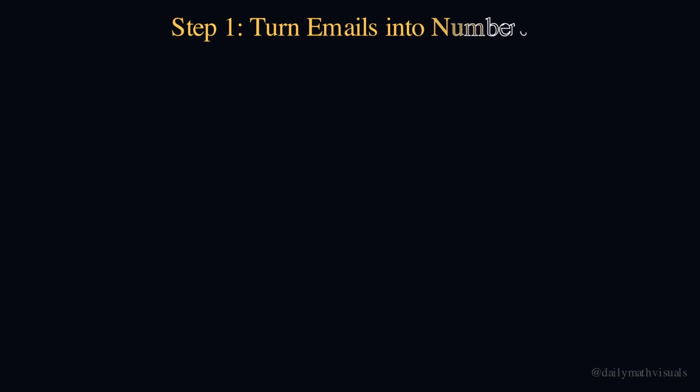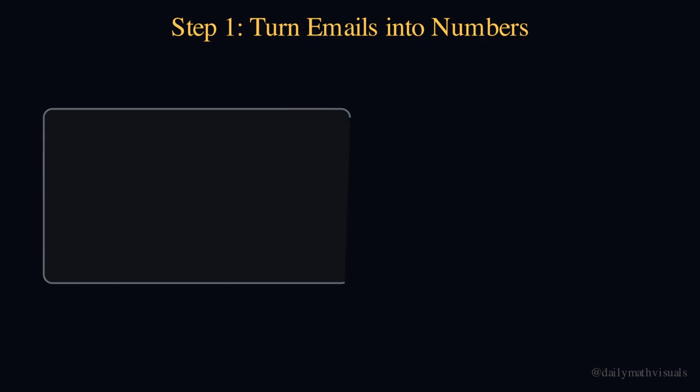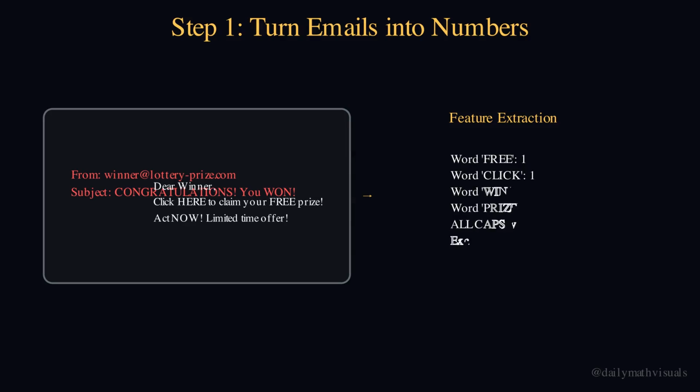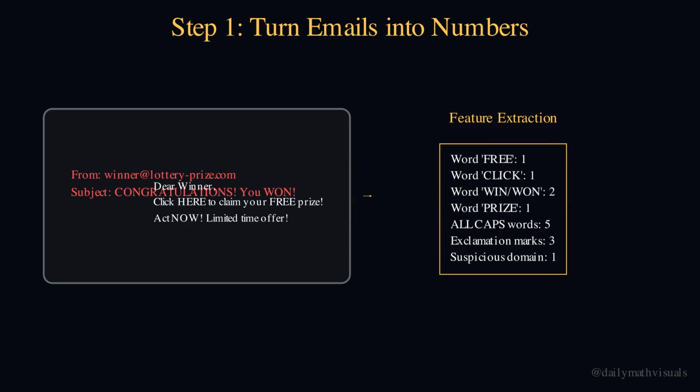Step 1. Translate text into mathematics. Every email becomes a list of numbers. Here's a spam email. Look at it carefully. We extract features. How many times does free appear? How many capital letters? Exclamation marks? Is the domain suspicious? This becomes a vector of numbers. Each number represents one feature of the email.